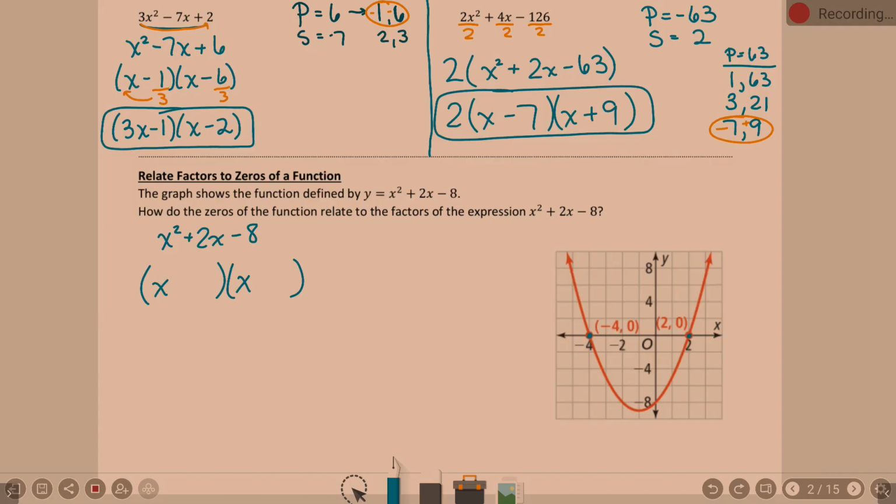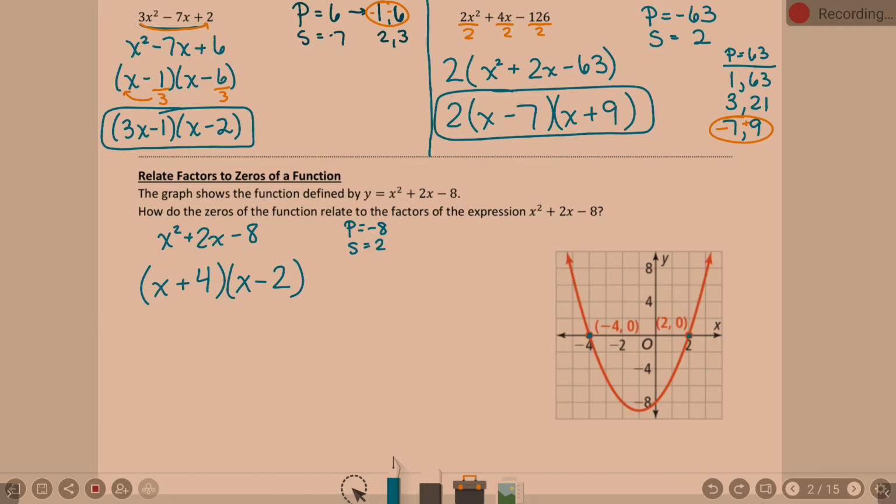What do we need these numbers to do? Remind me. Okay. A product of -8 and a sum of 2. What works? What multiplies to be 8? 4 and 2. What kind of 4 and 2? Positive 4 and negative 2. If it multiplies to be negative, one's positive, one's negative. If it adds to be positive, the bigger number is positive. So positive 4 and negative 2.